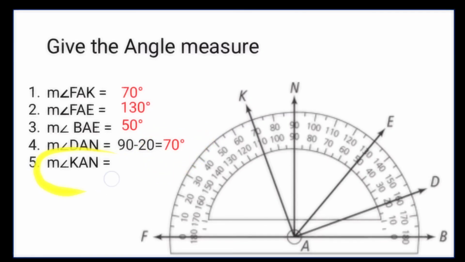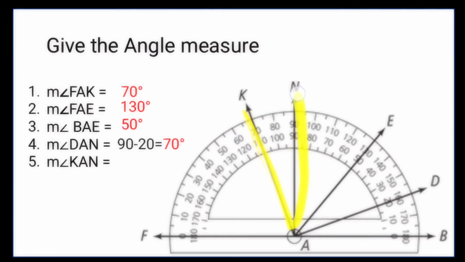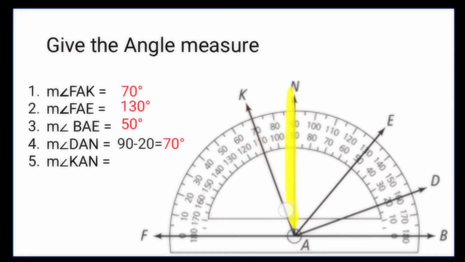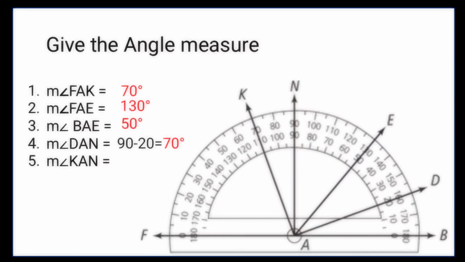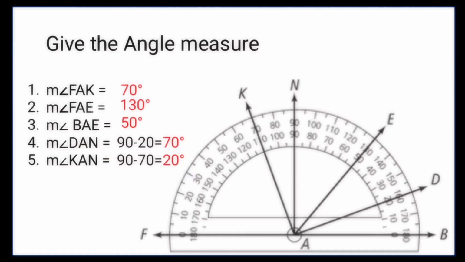Number 5, measure of angle KAN. So KAN. Again, the sides are not on the baseline. Let's get the values. So let's get the outer value. So 90 minus 70 is 20 degrees. Therefore, measure of angle KAN is equal to 20 degrees.